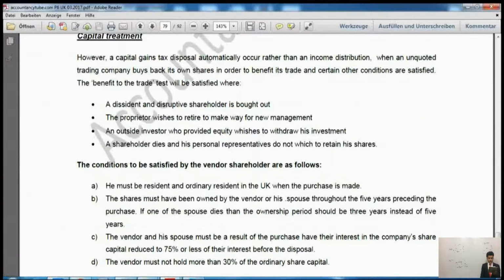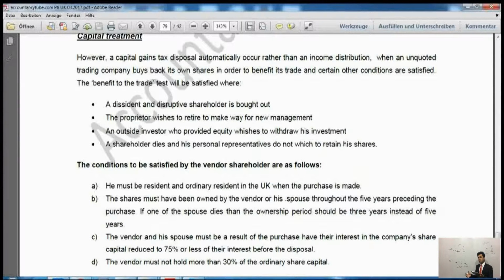When an unquoted trading company buys back its own shares in order to benefit its trade and certain other conditions are satisfied, the benefit to trade test will be satisfied. Alright, so how do we get the capital treatment?